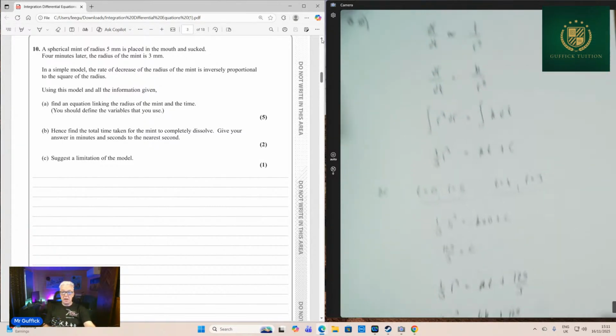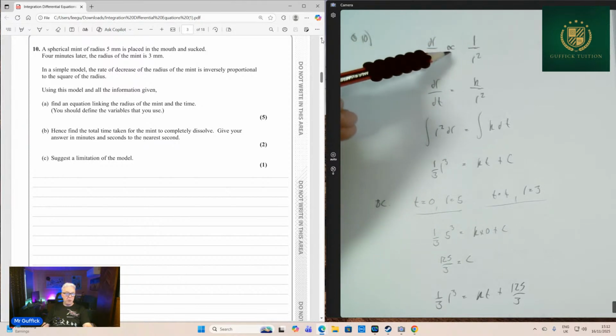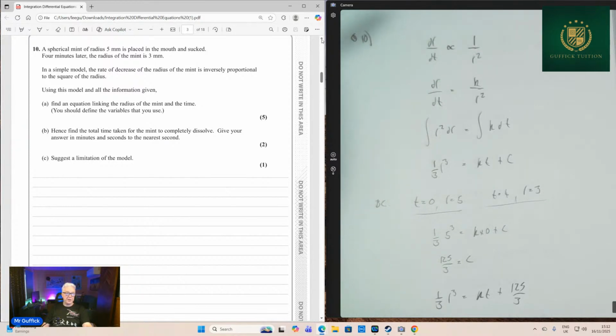So in this question, what does it say? It says a spherical mint of radius 5 millimeters is placed into the mouth and sucked. 4 minutes later, the radius of the mint is 3 millimeters. In a simple model, the rate of decrease of the radius of the mint is inversely proportional to the square of the radius. Okay, so we can form a proportionality statement from this. We can say that dr/dt is proportional to 1 over r squared.